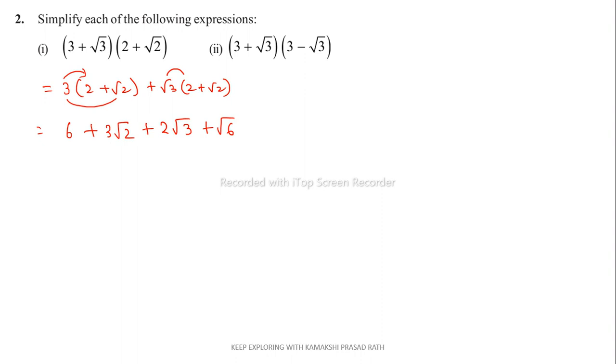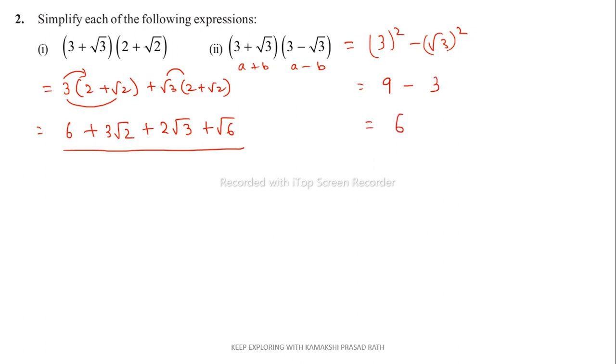So we do not find any like terms here, hence we cannot simplify it further. So this will be our final answer, that is 6 plus 3 root 2 plus 2 root 3 plus root 6. The next one, 3 plus root 3 multiplied by 3 minus root 3. Here we can see we can use the identity, that is a plus b multiplied by a minus b, we get a squared minus b squared. So 3 squared becomes 9 and root 3 whole squared becomes 3. So 9 minus 3 we get 6.